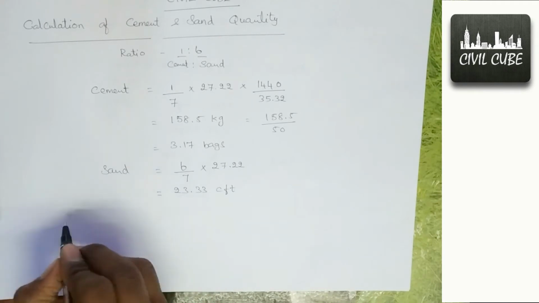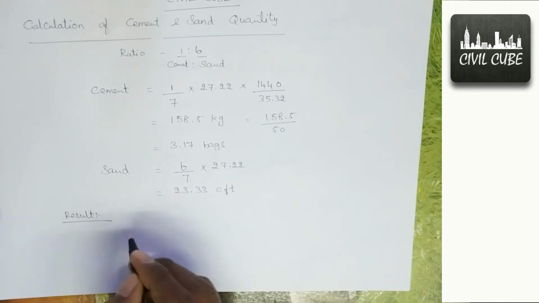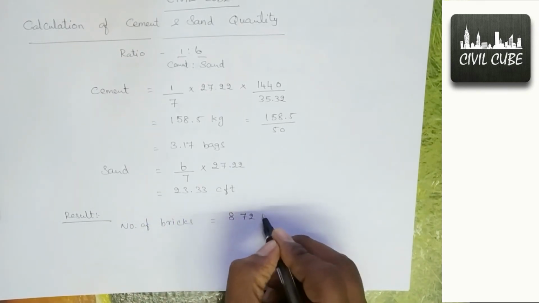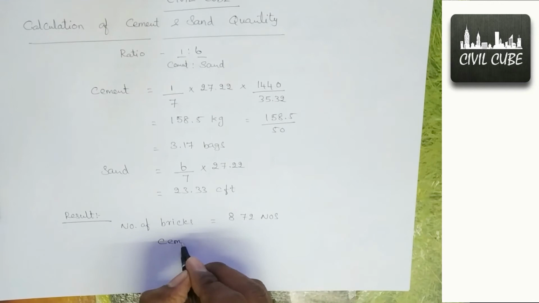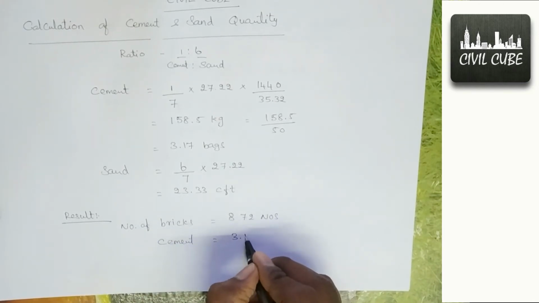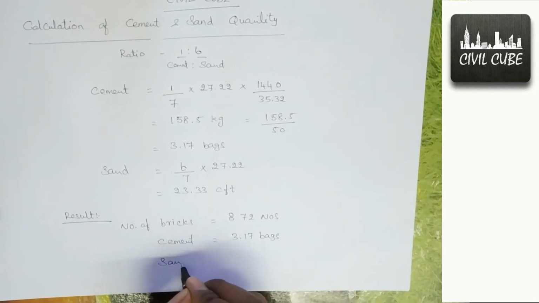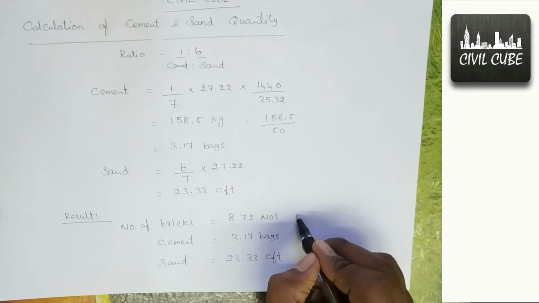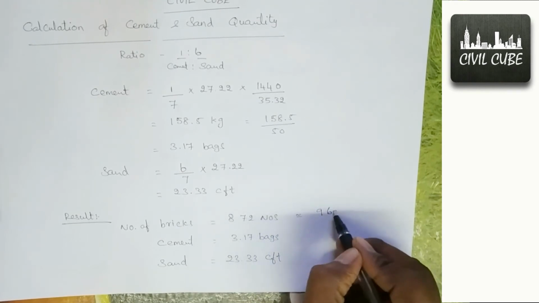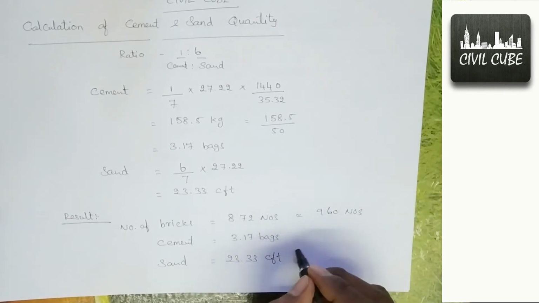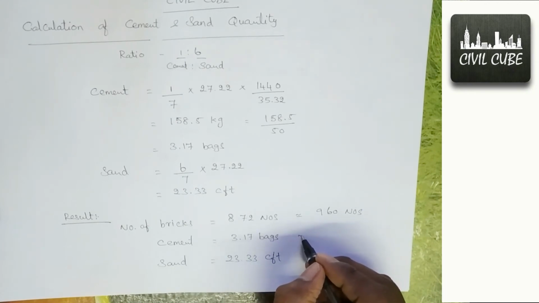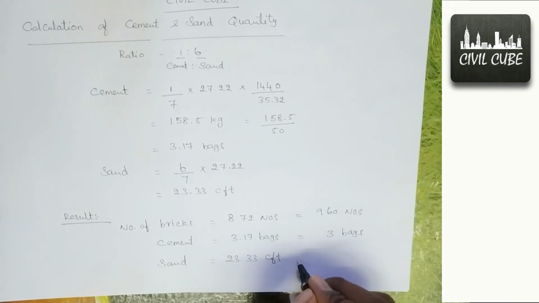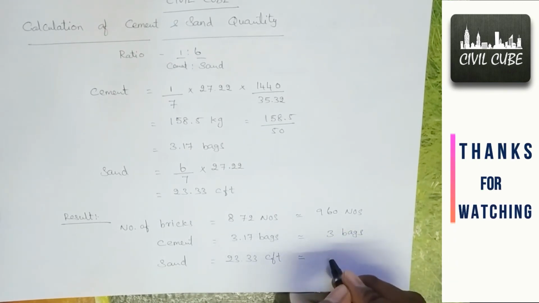So finally the result for the quantity estimation is number of bricks equal to 872 numbers, cement equal to 3.17 bags, and the sand value is 23.33 cubic feet. For the wastage consideration, number of bricks is approximately 960 numbers. To round off the value of bags, the cement is 3 bags and the sand value is 25 cubic feet.